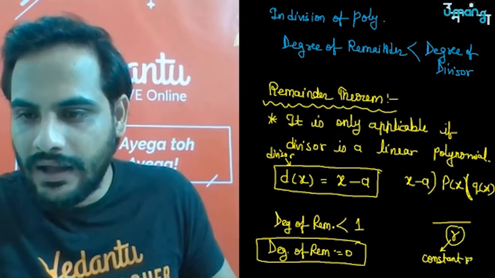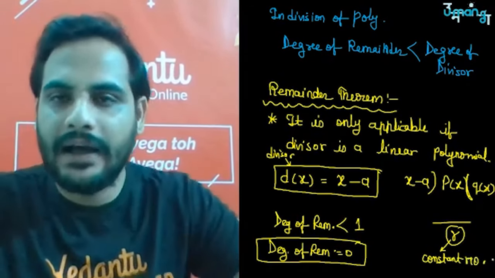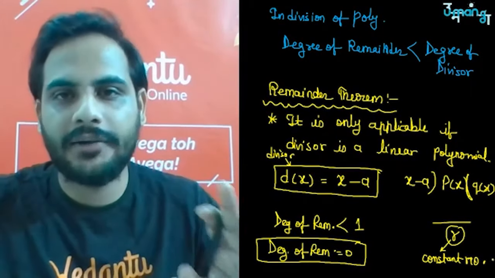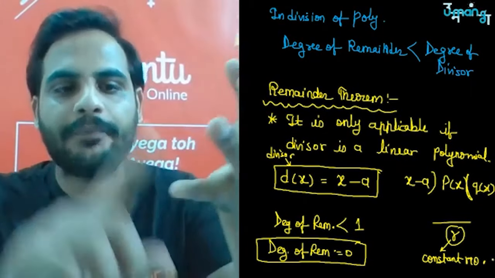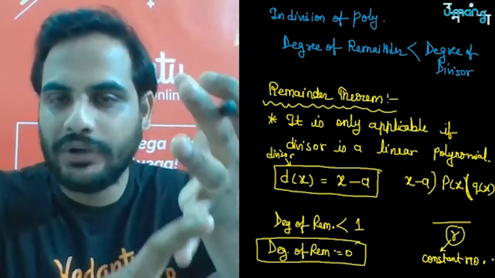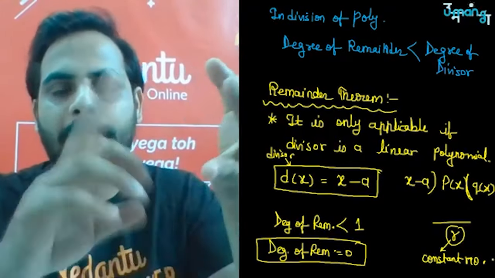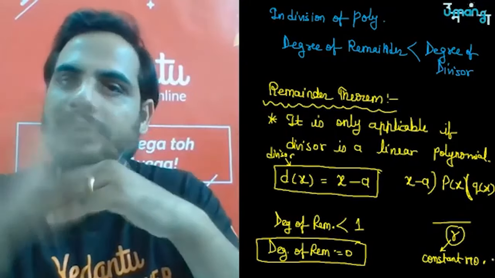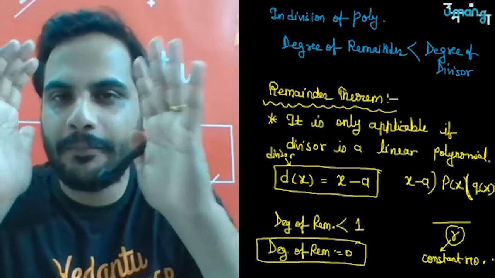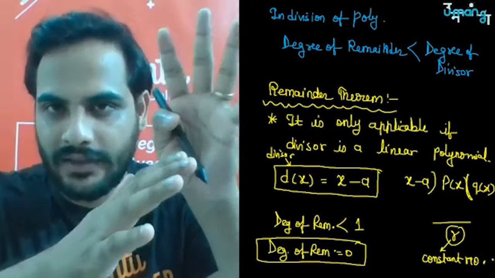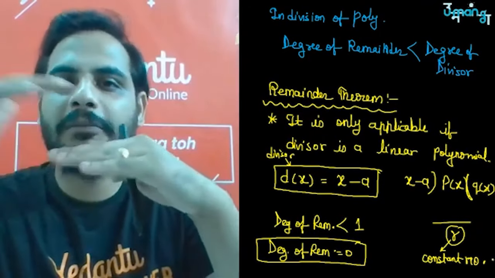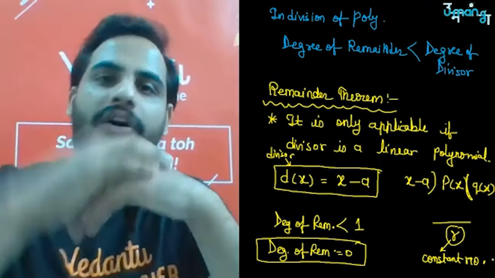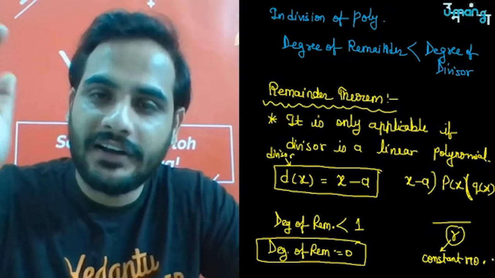So now R is my remainder. Got it? The first thing I have told you is that you can apply the remainder theorem only if your divisor is a linear polynomial. So you have considered the divisor as x minus a. If you divide the polynomial p(x) by x minus a, your remainder will be of a degree less than the degree of the divisor, that is, less than degree 1.